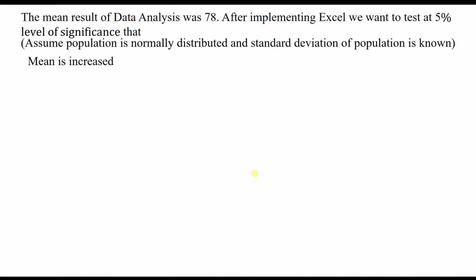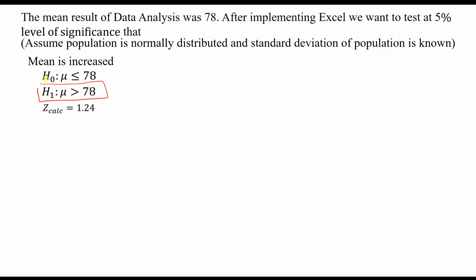When I say mean is increased, it means that the alternative hypothesis H1 is mu is greater than 78. So it is the thing that we would like to be true. And H0, which is the opposite of that, is mu less than or equal to 78. Based on H1, immediately we realize that we are dealing with a right-tailed test.